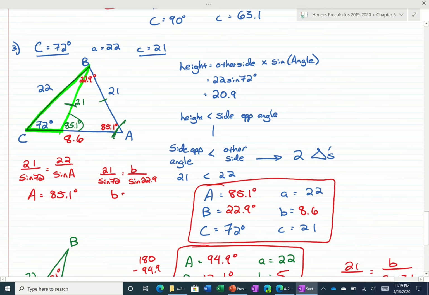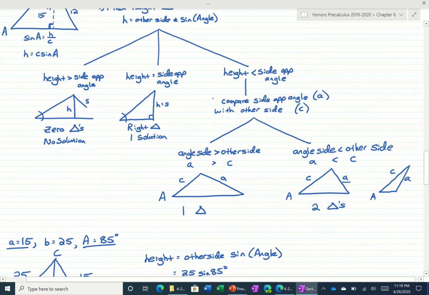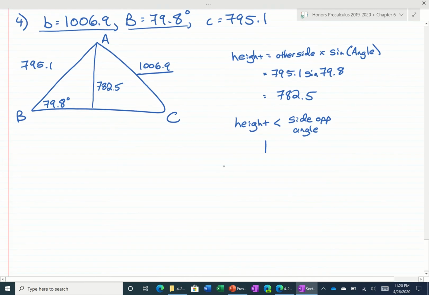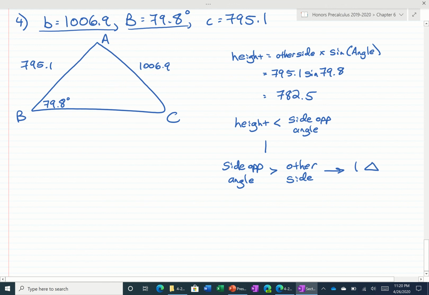So if you look at the flow chart, the next step that we do is we compare sides A and C, and actually the other side is going to be longer than the angle side. So there's going to be one triangle. I'll show you that. And then this will be the last problem. So the side opposite the angle is larger than the other side. So this gives us one triangle. So you just have to do the normal law of sines here. We'll do that quickly, and then that'll be it today.